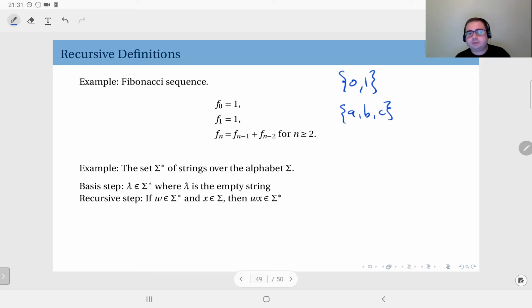Okay, any set of symbols defines an alphabet, and the set of strings over the alphabet, well, it's an infinite set. For instance, consider the set of binary strings.